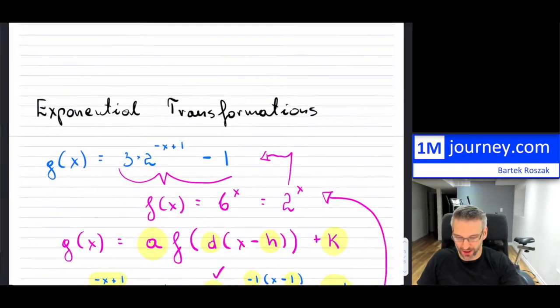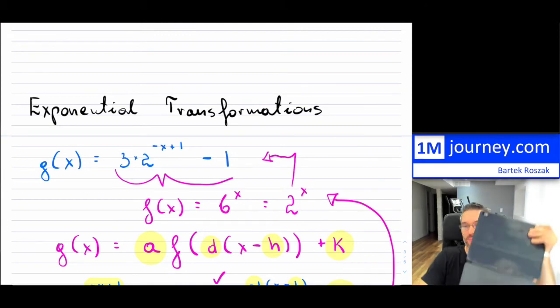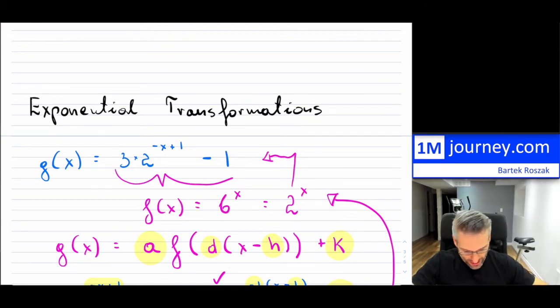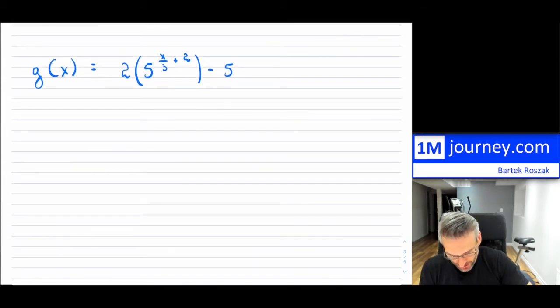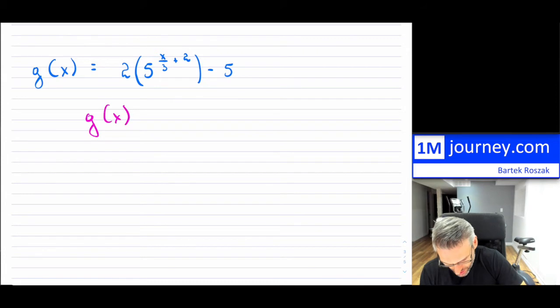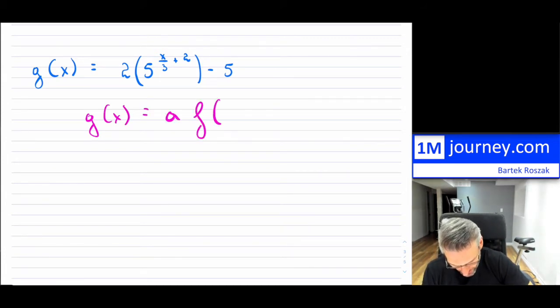Let's take a look at another example that I've prepared for you. And then we're going to try to break it down once again in terms of these transformations. So this example, what do we have? So I'm just going to break it down. So again, what I want is to find my g of x, which is equal to a, f of, and then d. So I want to put it into this form.